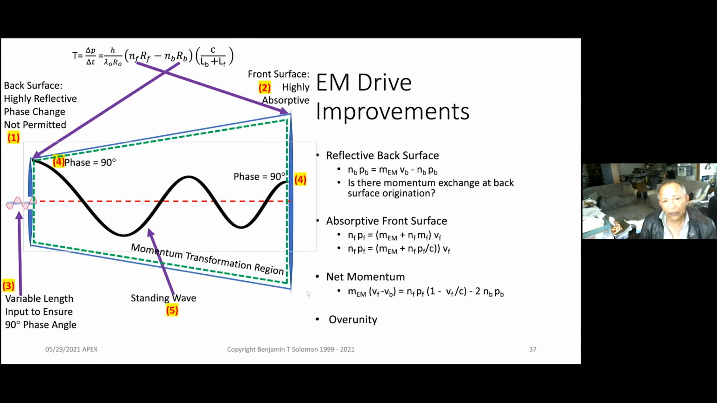Okay, so the last word, what are we doing here? You have a low frequency wave coming in, coming out as a high frequency wave. So what we're doing is over unity. That's the only way nature allows over unity.